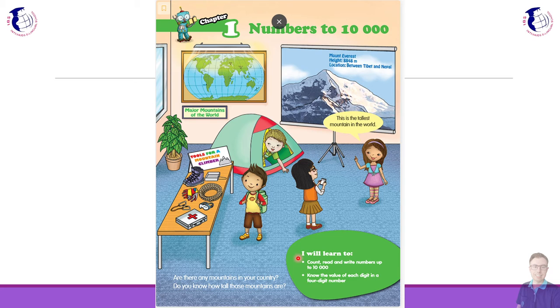Just two learning objectives for this chapter. I will learn to count, read, and write numbers up to 10,000. And number two, know the value of each digit in a four-digit number. So just two learning objectives to go through in this chapter. This chapter is relatively short, so what we're going to try to do is go through it in three lessons. So one on Friday will be the first lesson of online learning, then two the week after.